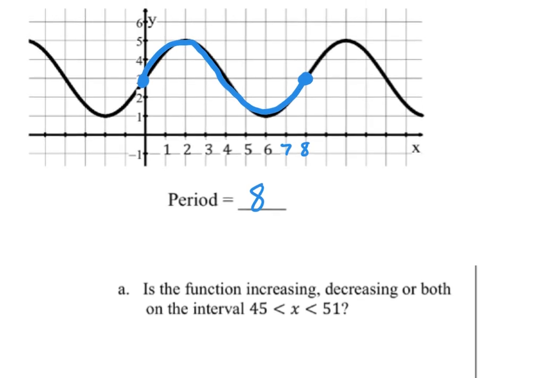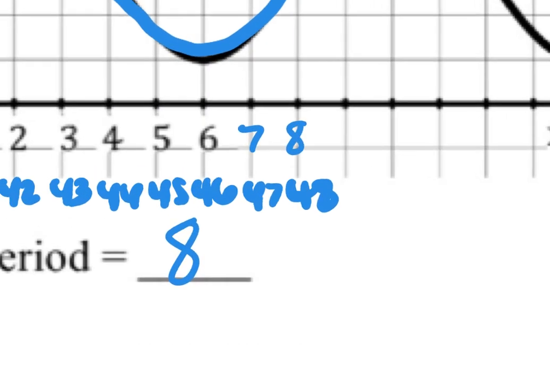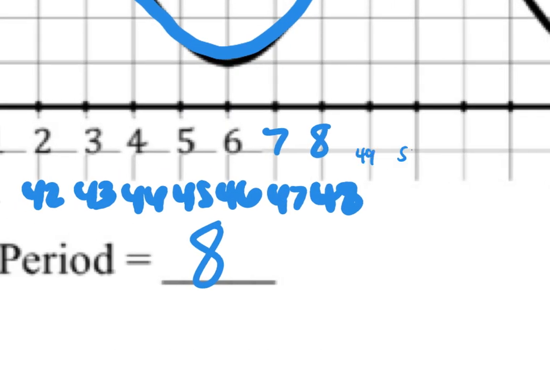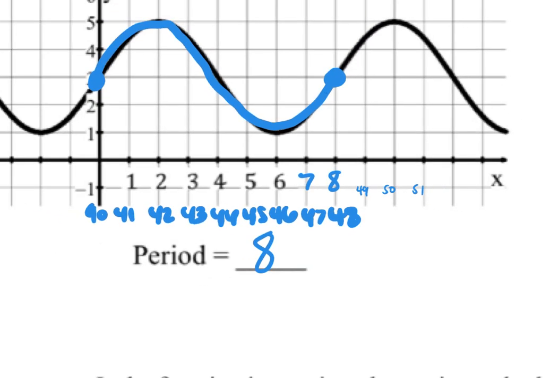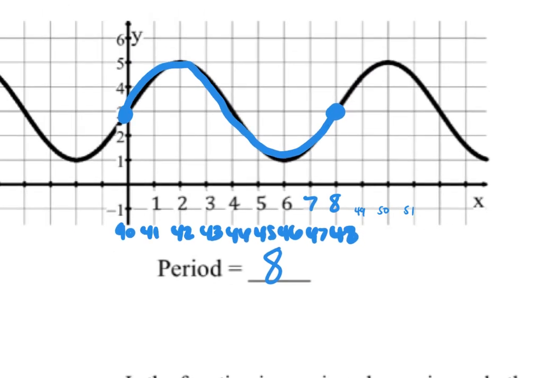So if it's saying, is it increasing, decreasing from 45 to 51, what's the multiple of 8 that's before 45? 40. This would be 40, 41, 42, 43, 44, 45, 46, 47, 48. And it stops, and I need to go to 51. So I'm going to keep going. This would be 49, this would be 50, this would be 51. So for me, it's easier to see it in a fluid shape, but if I wanted to duplicate it and put 48 back at the beginning, then it's a little bit harder to see.